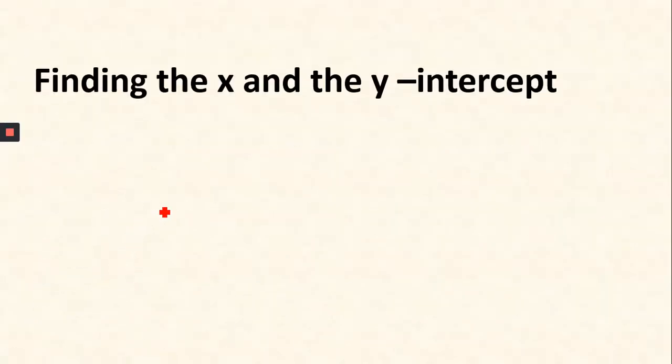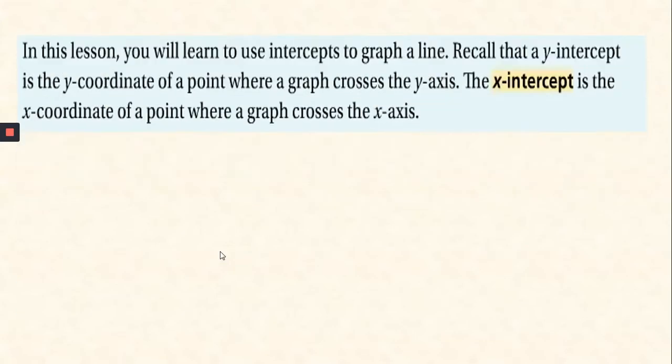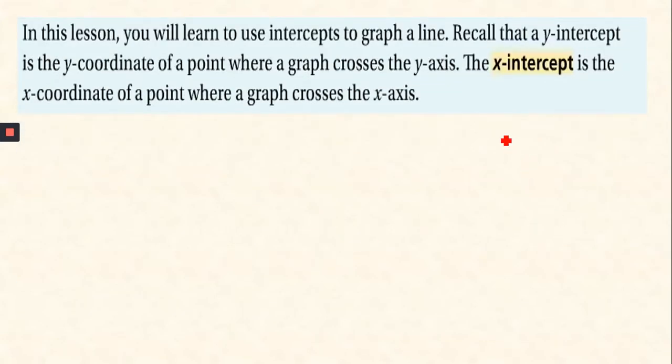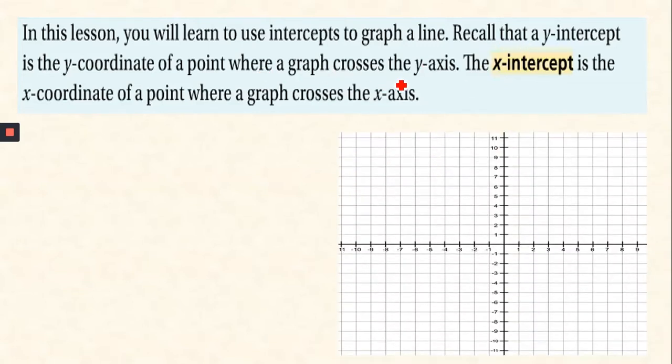Hello, this time we're going to find the x and the y-intercept of a given linear equation. Okay? So what is an x-intercept and a y-intercept? When we are talking about x-intercept, it is the point of intersection of the line along the x-axis. Okay, let us try to draw a line. Let us just assume that that is a straight line.